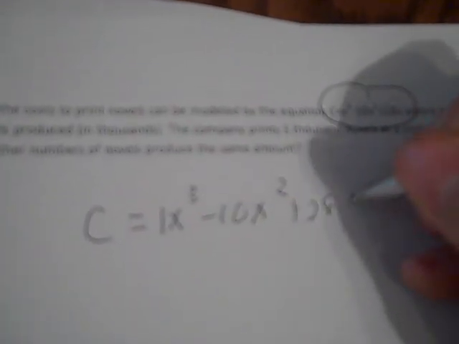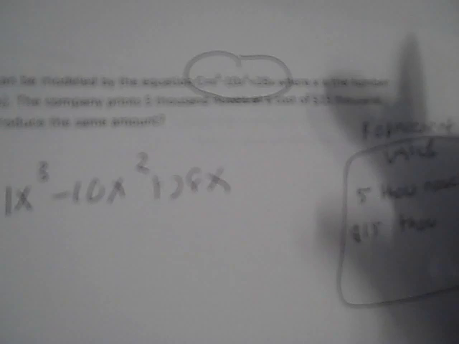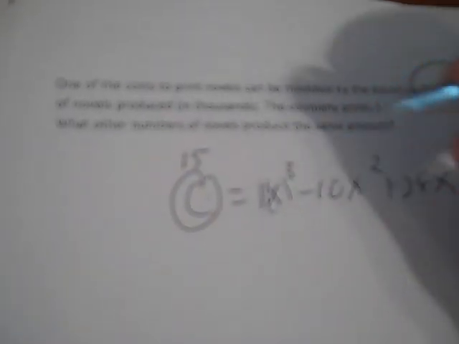Instead of P, it's C. It's fine. It's the same thing. Put a 1 in front of the X to the third, and then plus 28X. Okay, replacement value. Okay, we'll have 5,000 novels, so 5,000 novels. And we have $15,000, so 15,000. All right, you want to put your money in for the variable that is isolated over here. Okay, so we're going to put 15 in for that, and then we're going to replace all the X's with 5.